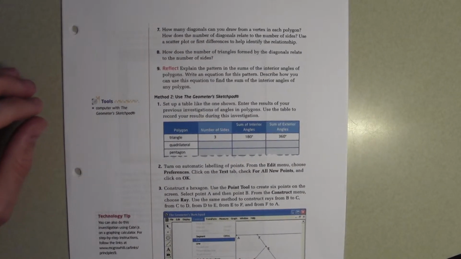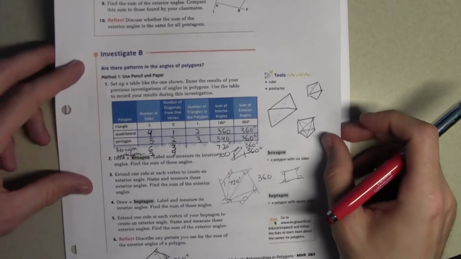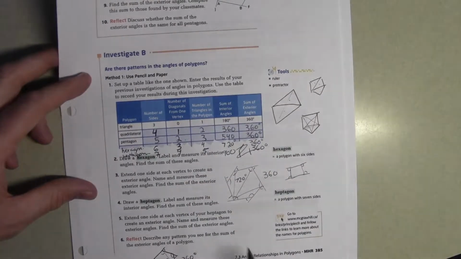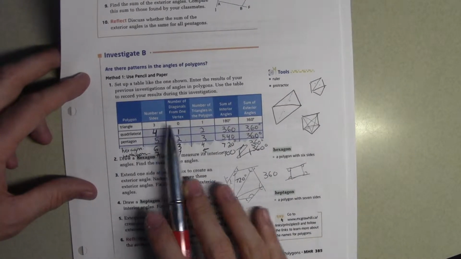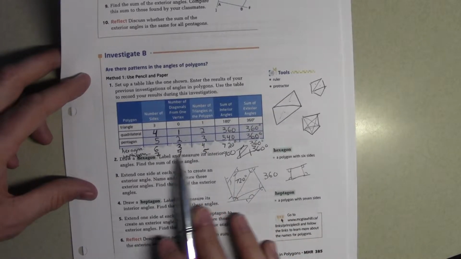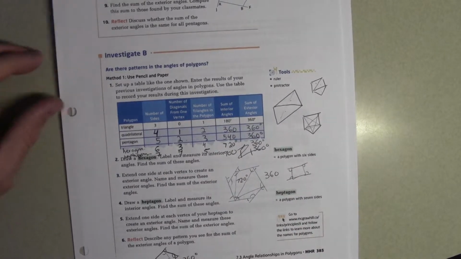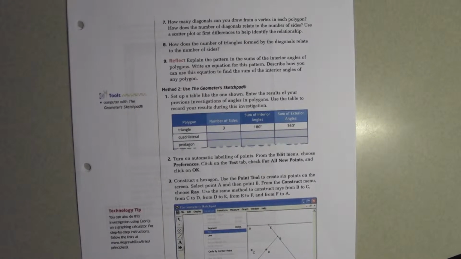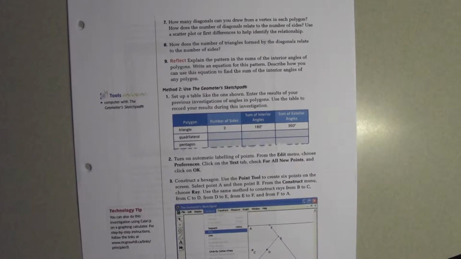How does the number of triangles formed by the diagonals relate to the number of sides? So if this pattern is the same, we would have 3, 4, 5. So number of sides, number of triangles, so it's 2 less. So your number of triangles is 2 less, your number of diagonals is 3 less. Makes sense?